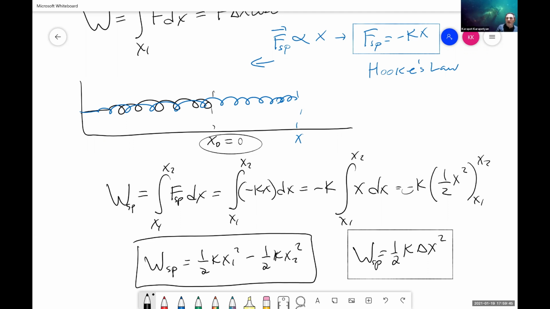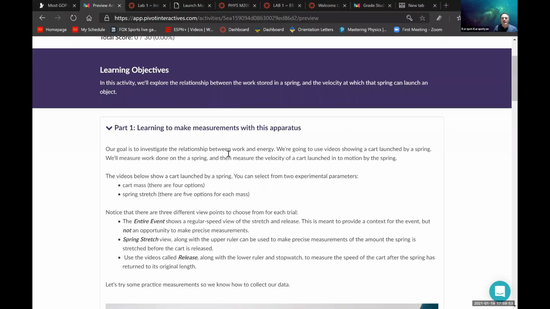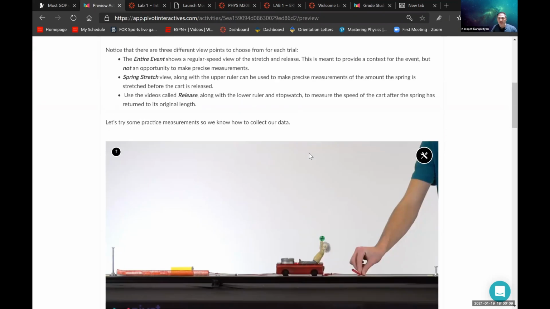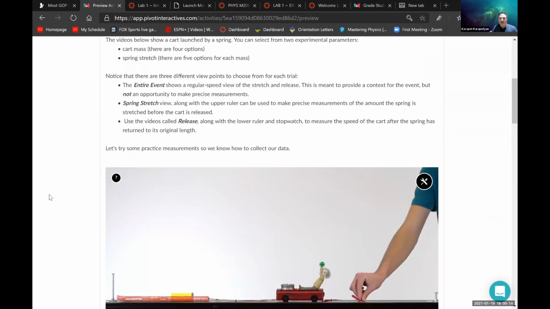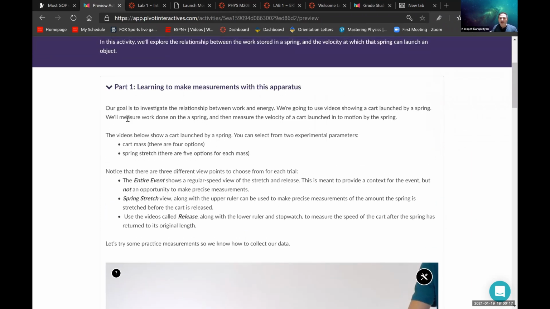All right, so now we're ready to go back to this lab. You can see we relate the work done by the spring to the speed of an object. Our object is a cart with a sitting Einstein. Now, if I come back here, you can see this particular experiment has 3 different points of view.